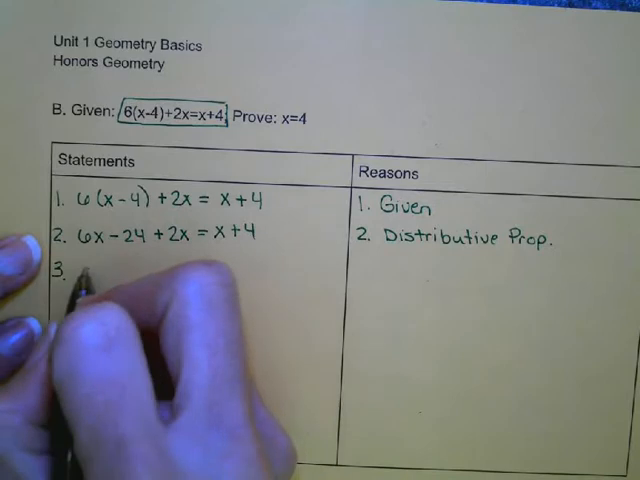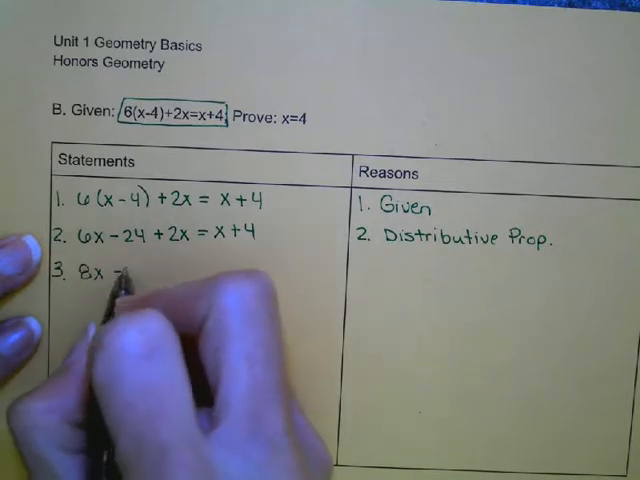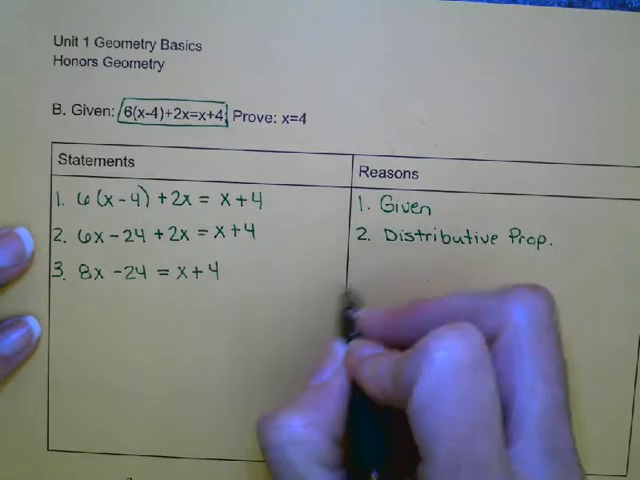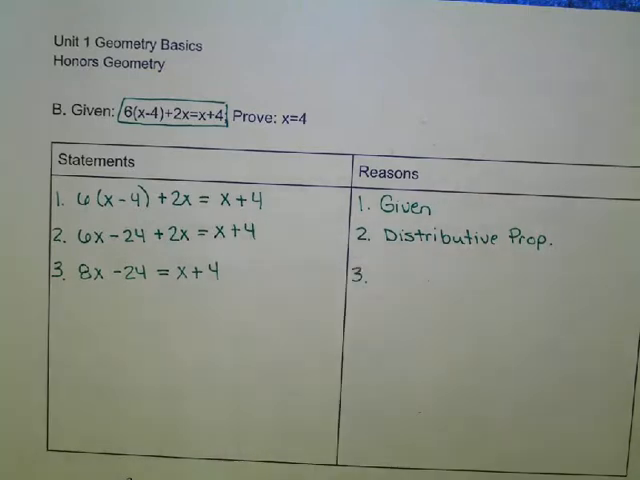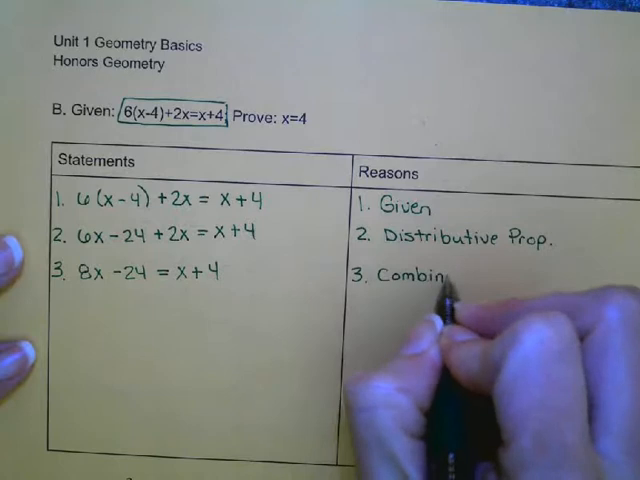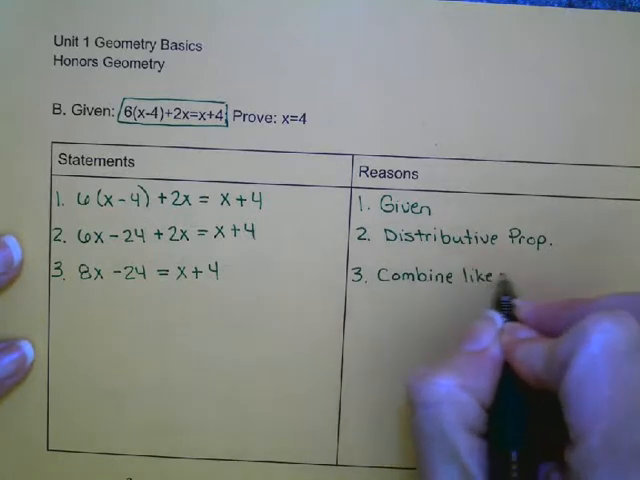Okay. I'm going to do the 6x plus 2x and write 8x minus 24 equals x plus 4. You can do this 2 different ways. You can call it combine like terms. That's what I did. I combined my like terms.